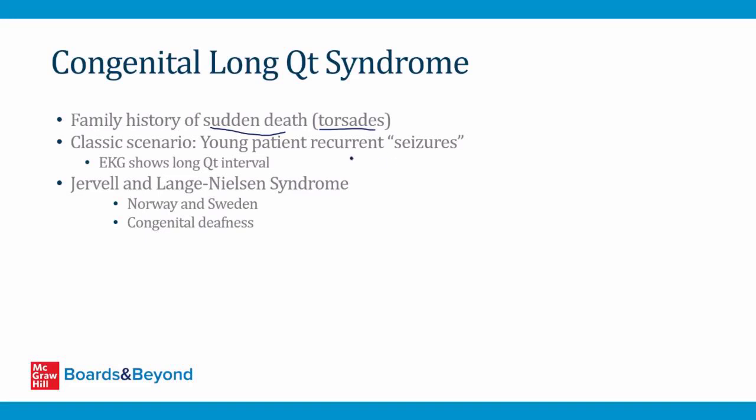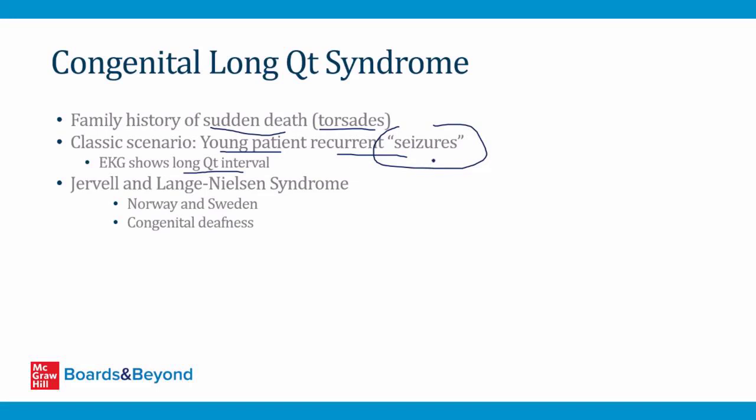They also may say that the patient has recurrent seizures because long QT syndrome is often misdiagnosed as seizures when the patient passes out from torsades. But if they describe a young patient with seizures and the EKG shows a long QT interval, you need to think that they may not actually have seizures. They may be fainting from torsade de Pointes.